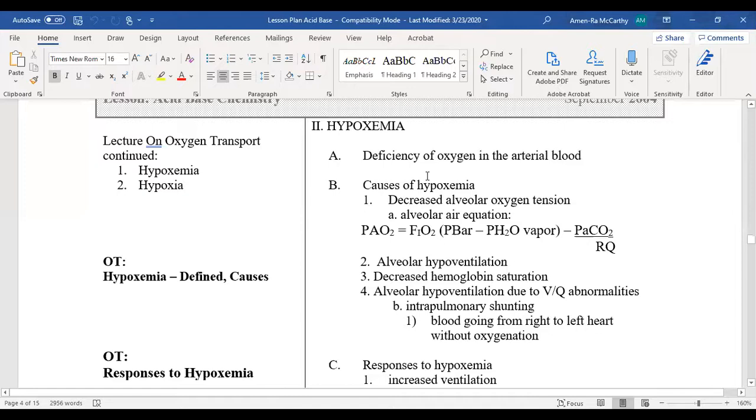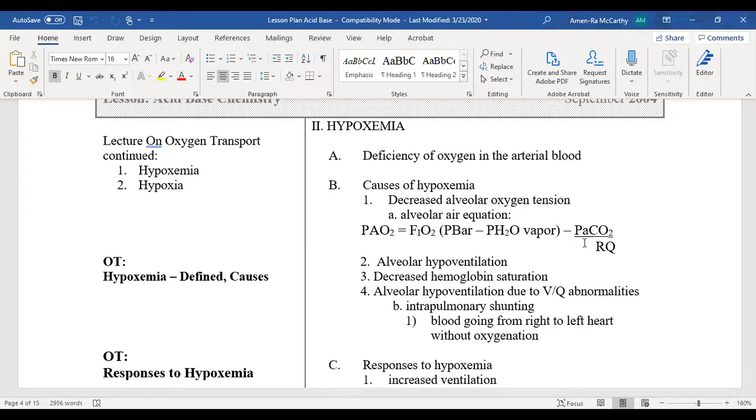Hypoxemia is deficiency of oxygen in the arterial blood, and the causes of it. Number one cause will be decreased alveolar oxygen tension, and that's what you just did. The alveolar air equation, if it's lower than 100, then that's a decrease in the tension. That's one cause of hypoxemia. If you don't take the oxygen in, then you can't take it to your blood.